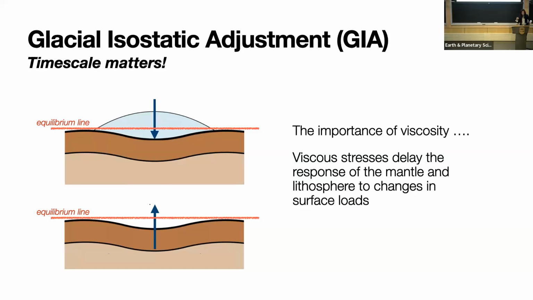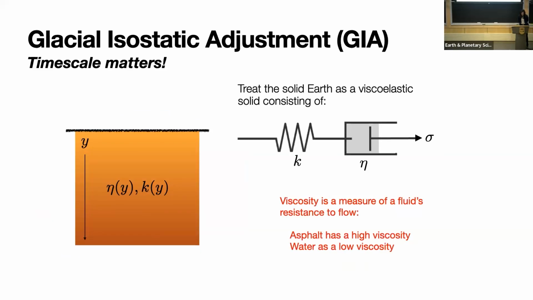Remember, I began that talk with these GPS measurements of uplift that's happening today, even though we don't have an ice sheet melting. It's because viscous stresses in the mantle delay that response. And so what geophysicists that model glacial isostatic adjustment do is that we think of the Earth as a viscoelastic solid. We're very simple people.